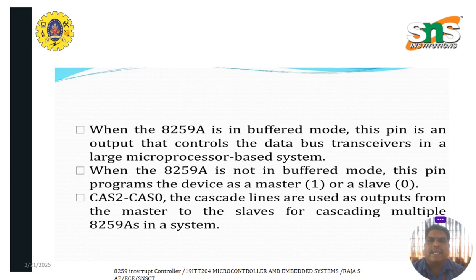When the 8259A is in buffered mode, this pin is an output that controls the data bus transceivers in a large microprocessor based system. When the 8259A is not in buffered mode, this pin programs the device as a master or a slave. CAS2 to CAS0, the cascade lines, are used as outputs from the master to the slaves for cascading multiple 8259As in a system.